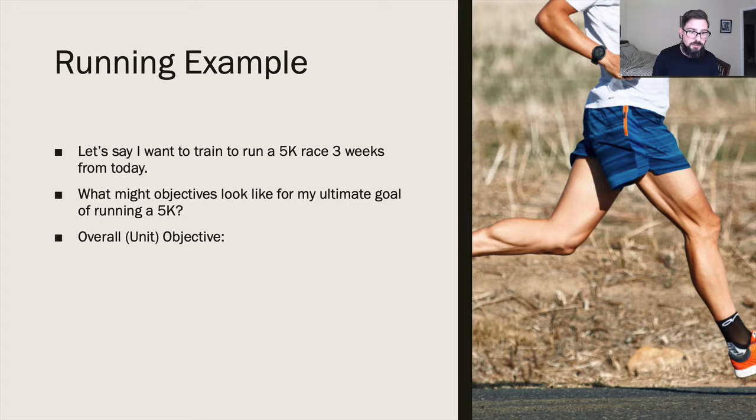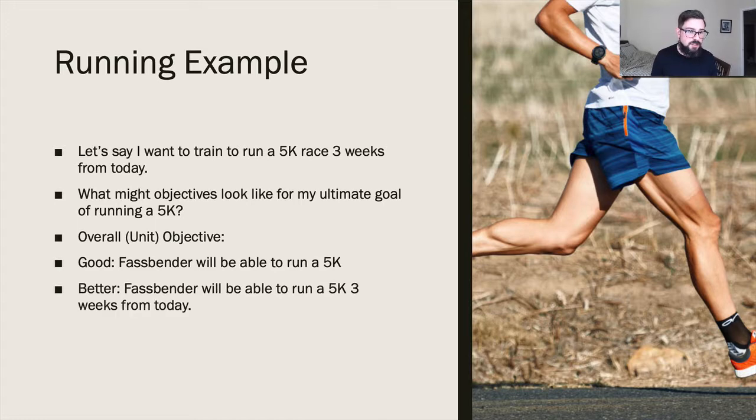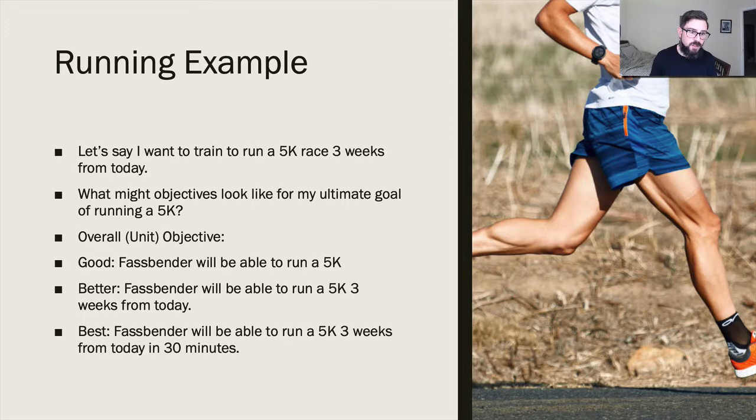So an overall unit objective could be Fassbender will be able to run a 5K. That's the most basic piece of information. Pretty good, but not the best we can do. Something that's better would be Fassbender will be able to run a 5K 3 weeks from today. Okay, so that has that element of time put into it. But if we want to be even better, we have specific things. Okay, a little bit more specific: Fassbender will be able to run a 5K 3 weeks from today in 30 minutes.